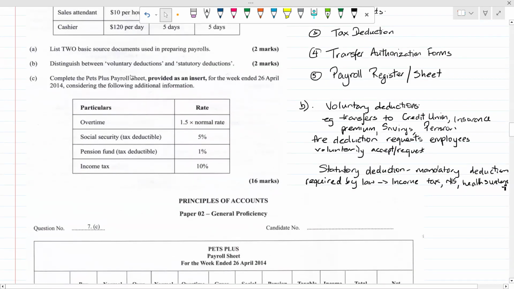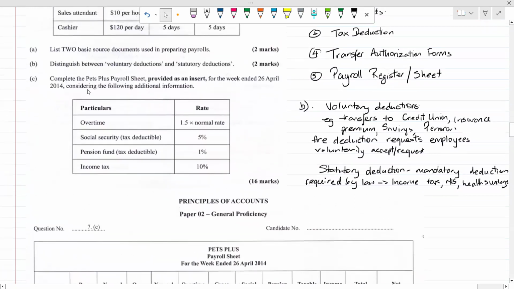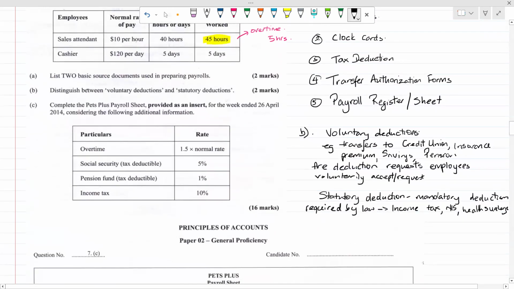Complete the Pets Plus payroll sheet provided as an insert for the week ended 26th of April 2014, considering the following information. Overtime is 1.5 times the normal rate. So the sales attendant who has a rate of $10, the overtime rate will be 1.5 times, which is $15 per hour.